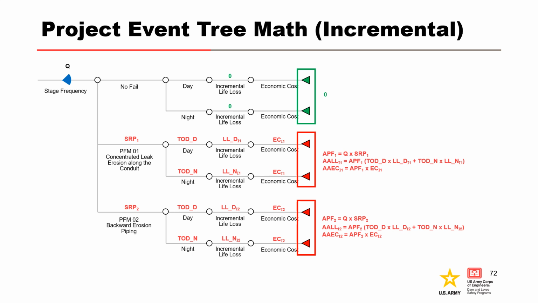For our simple example, after adjusting the system response of each failure mode using the competing risk model, the total project APF becomes a simple sum of the APFs calculated for each failure mode, APF1 plus APF2. The same goes for the average annual life loss and average annual economic cost. The non-breach part of the tree goes to 0 because there are no incremental consequences for the non-breach scenario.